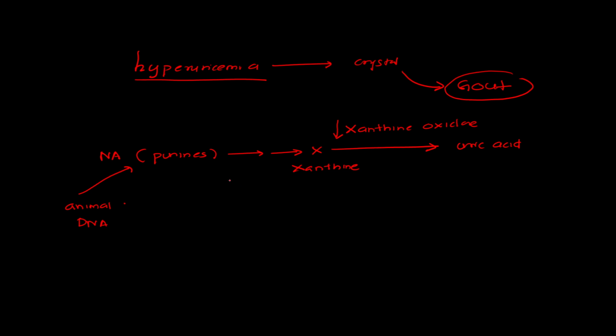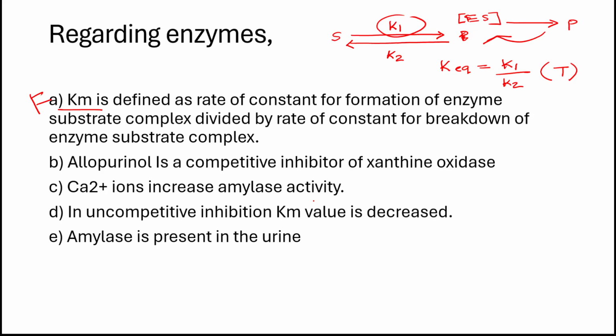In a competitive manner. So this is something that you need to remember. Allopurinol causes xanthine oxidase inhibition. So it's a competitive inhibitor of xanthine oxidase.